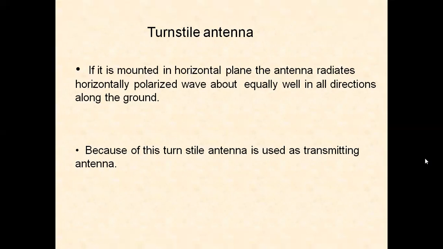Similarly, a TV channel, a TV transmitter, for example, the DD8 channel, must be available around the radius of a particular geographical area, centered at the transmitter. Therefore, we require the radiation in all the directions. Because of this, the turnstile antenna is most widely used as a transmitting antenna for the purpose of television transmission.